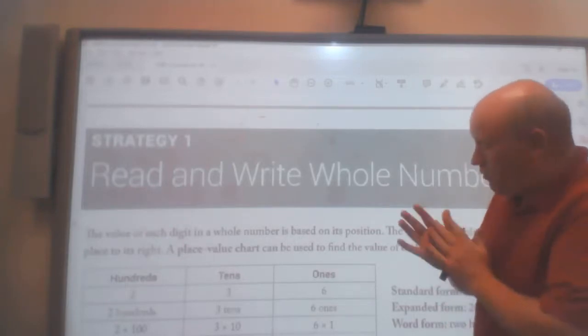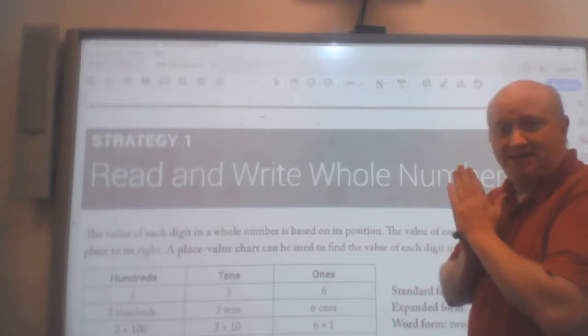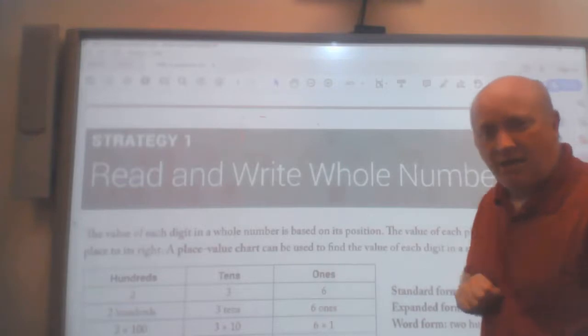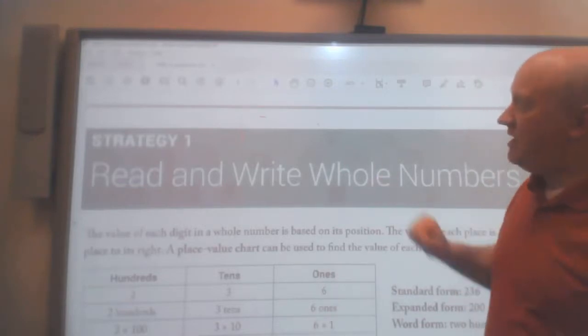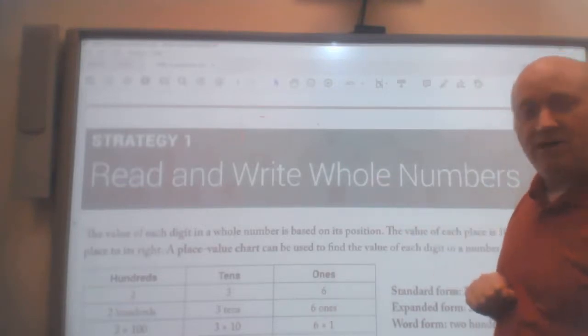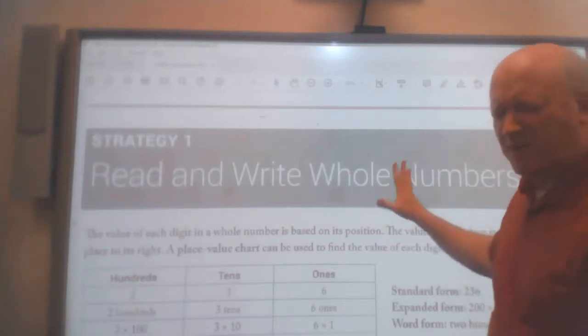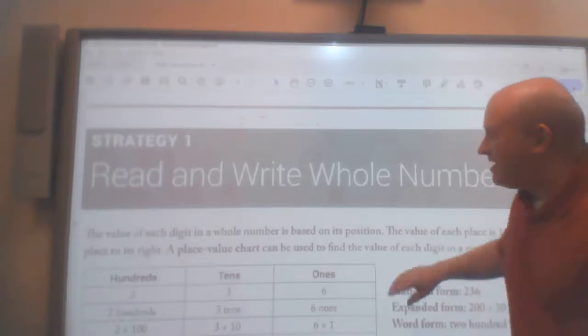Today, we are going to be doing math lessons, particularly level E math. And today, we're going to start on our first strategy, reading and writing whole numbers. Oh, it's going to be exciting today, folks. Okay?